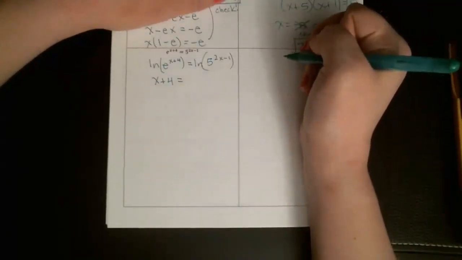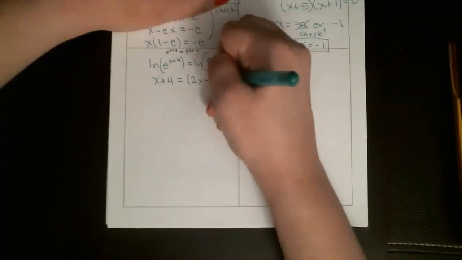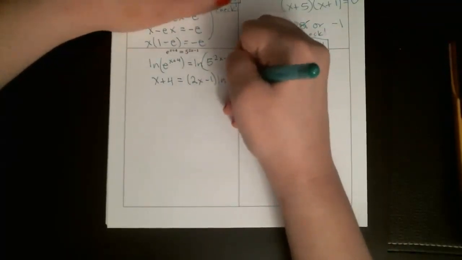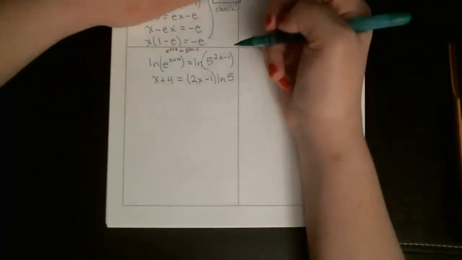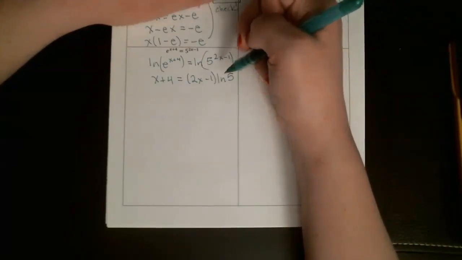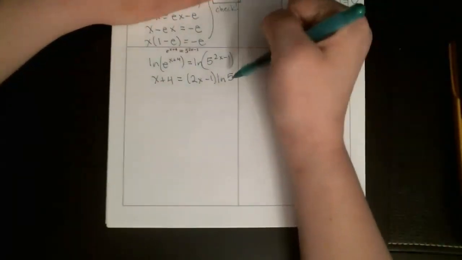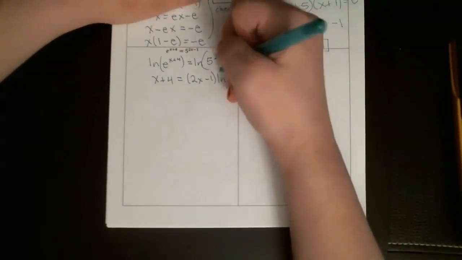On the right-hand side, you don't get the nice cancellation, but you do have the log property that allows you to bring down the exponent. So it's still an improvement. I've now got my x out of the exponent, so this is no longer an exponential equation. It's linear, but it doesn't look very nice having this natural log of 5 floating around.